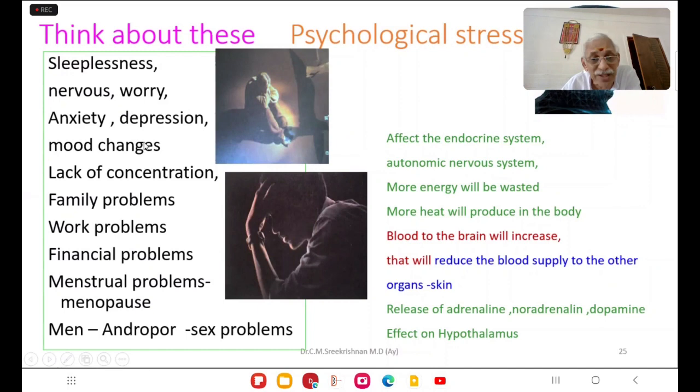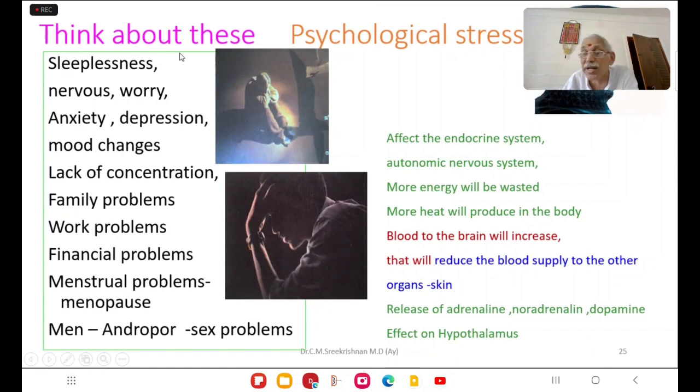What happens when these are there? It affects the endocrine system, and it affects the autonomic nervous system. More energy will be wasted and more heat will be produced in the body. Blood to the brain will increase. That will reduce the blood supply to organs like the skin. So there is release of adrenaline, noradrenaline, dopamine, and that will affect the hypothalamus.